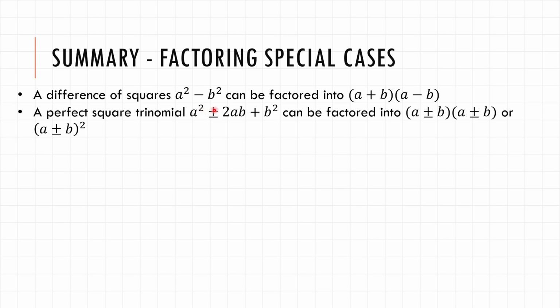If it looks like a squared plus or minus 2ab plus b squared, so in other words, the first and the last terms are square numbers, and the middle term is 2 times the square root of this times the square root of this, well, then you have a perfect square trinomial, and it can be factored into (a plus or minus b) squared, where this sign is the same as this one.